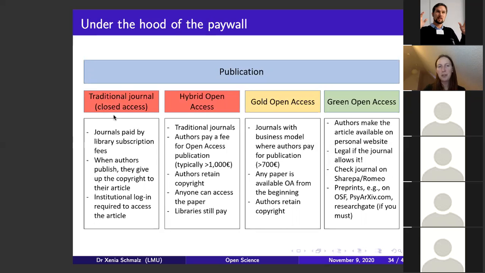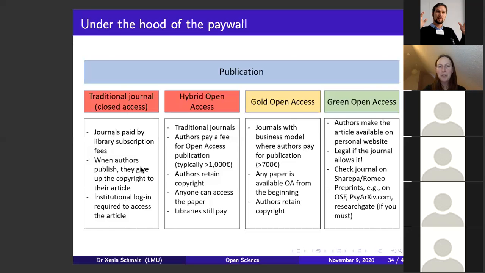So there are some traditional journals, the way that the publication system has always worked. The journals or the publishers get the money from library subscriptions. So libraries give money to the publisher, and the publisher uses that money for many things, including running the journal. When an author publishes a paper, they do the work, they do the research, they write the paper, and then they have to give up the copyright to the article. So they give the copyright to the journals or to the publishers. And nobody can access the paper unless they have access to a library which is paying the subscription fees. So that's the traditional system.